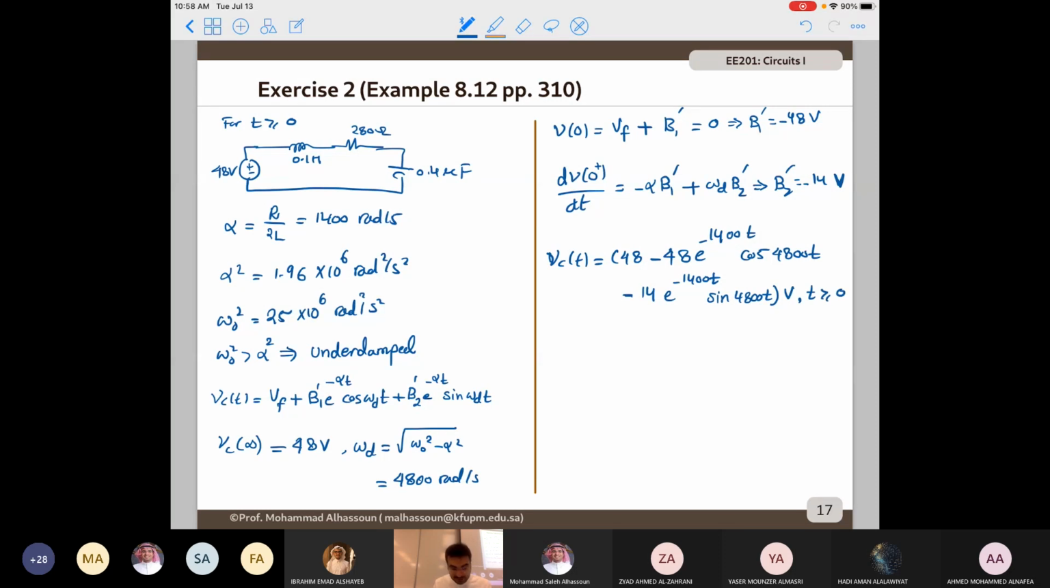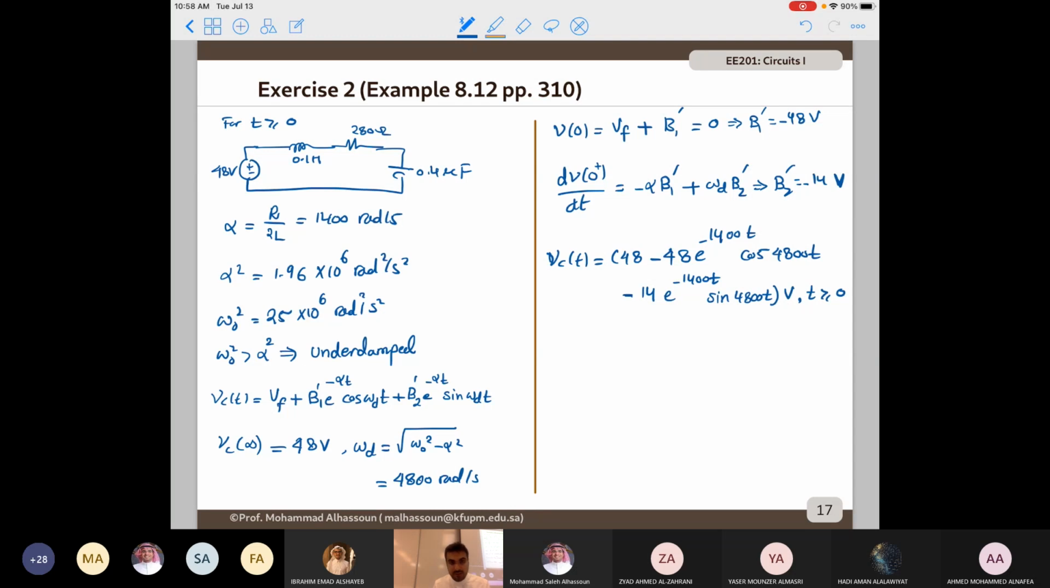So let's see if this solution makes sense. By looking into the circuit, we know that the final value should be 48. So let's take t equals to infinity and substitute. If we take the limit, then we see that the exponential term will be 0, and so we'll end up with 48.